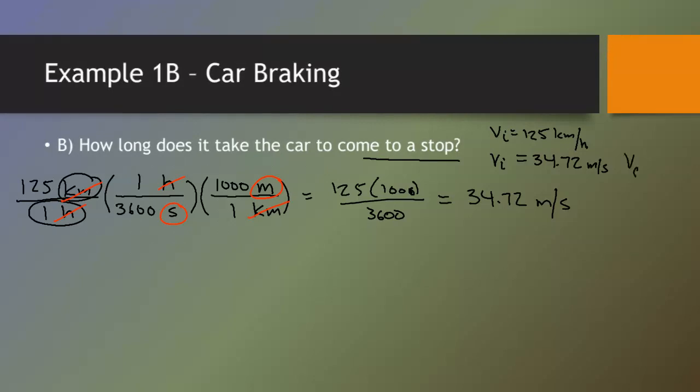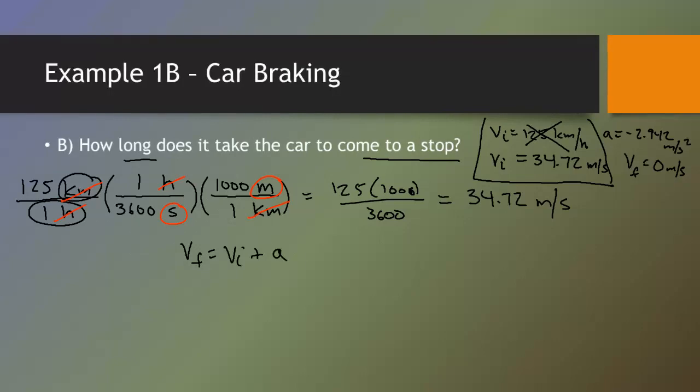Our final velocity, since it's coming to a stop, is going to be 0. If we want to figure out the time, how long does it take, then we can just use one of our kinematic equations. Now that we have the acceleration from the previous problem, minus 2.942 meters per second squared, using one of our kinematic equations, final velocity is equal to the initial velocity plus a times delta t, or the change in time. So this is what we're looking for.